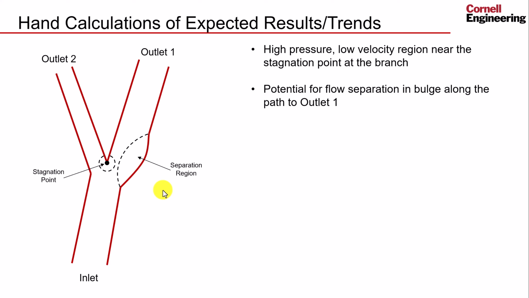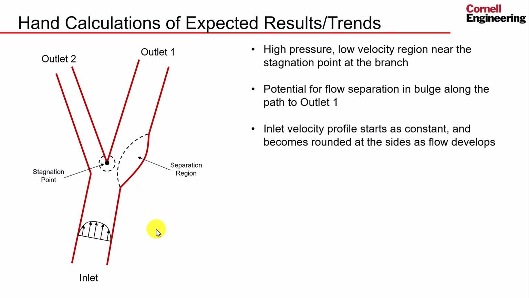We can also consider the expected velocity profiles as we move along the artery. At the inlet, since we specified the velocity as a boundary condition, we can expect a constant speed flow along the width. As we move downstream, however, boundary layers will begin to develop because of the no-slip condition along the walls. This means that the velocity will slow next to the wall, and this low velocity region will grow over time. We can expect this to effectively round the velocity profile as shown here.